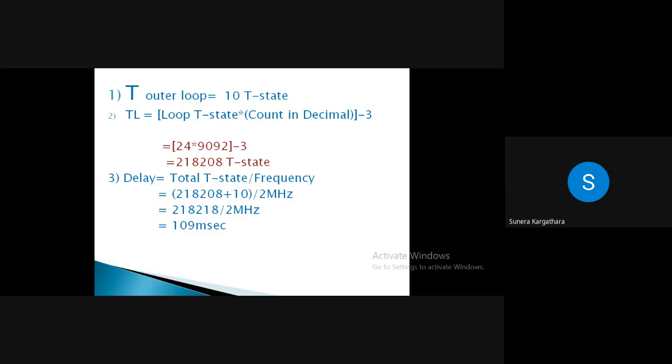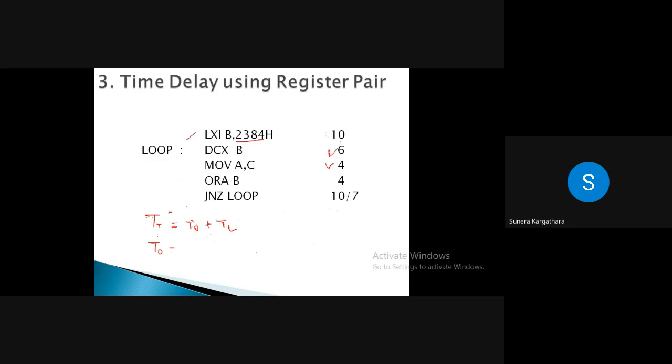Yes or no? Right? Now total delay equals the T states executed in the loop, 218208, plus outside the loop 10 T states. We add these two and either multiply with the T state time or divide by the frequency, which will give you the equivalent delay. If you calculate it, you will find your delay is about 109 milliseconds, right? Simply, what you need to do is take the T states in the loop, 24, multiply by T into count.